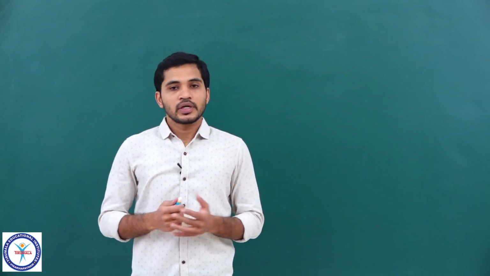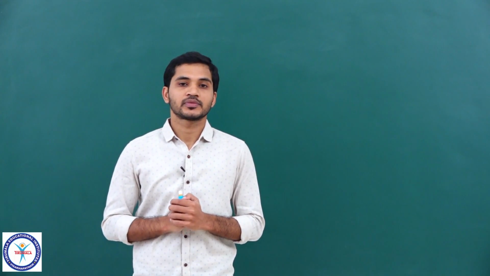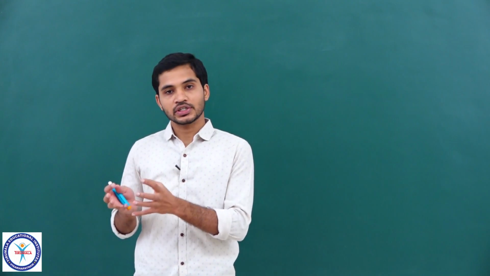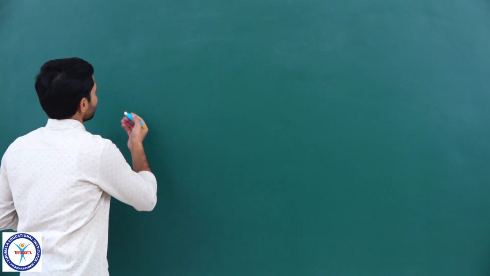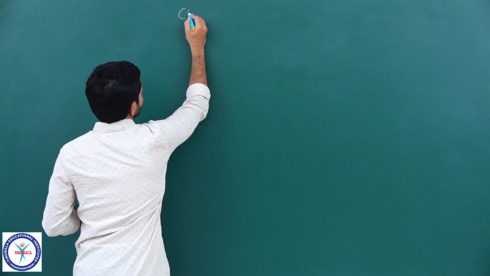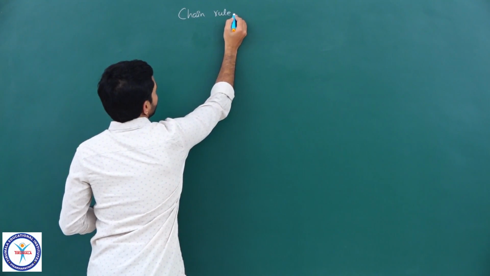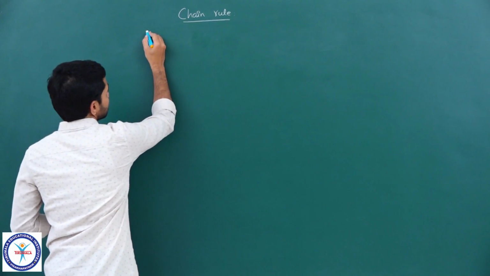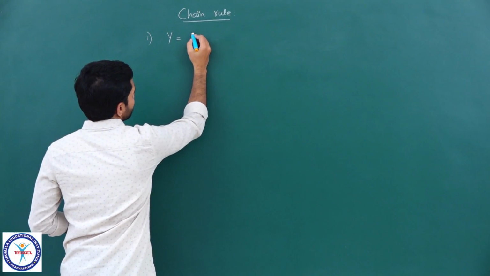So, students, now we will discuss a concept called chain rule of differentiation. This is something which we will apply whenever we need to differentiate a function which is in the form of a function inside another function. Clear? So, let me just give you an example. This idea is basically called the chain rule for differentiation.